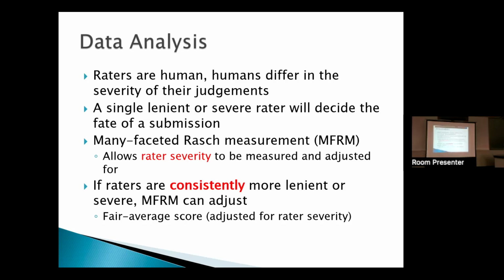So I use an analysis called many-faceted Rasch measurement. And this allows us to measure the rater severity and adjust. And this is to be fair to the abstract writers, the submitters. Okay, so if the raters are consistent in being more lenient or severe, we can adjust for that. So that's where we get the fair average score. So we adjust for the rater severity to be fair. If you get a very strict rater, you're not going to be penalized for that.